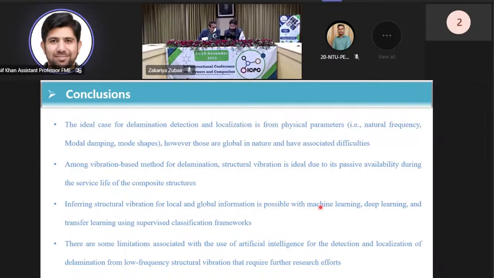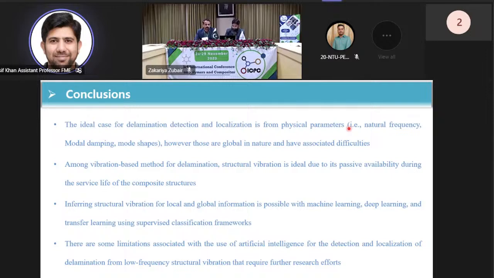So concluding the presentation, the ideal case of delamination detection and localization is from physical parameters. And the reason is that with physical parameters we can analyze the health condition from just a single signal. For example, if we can extract the natural frequency information from that signal, we can associate the shift of natural frequency with the damage. But associating that physical parameter with the location of the damage is simply not possible from structural vibration.